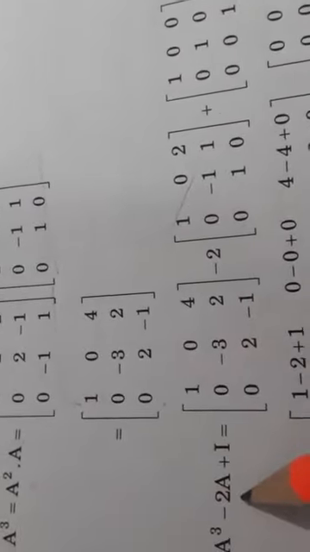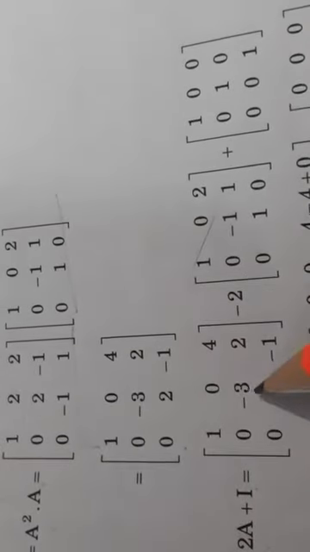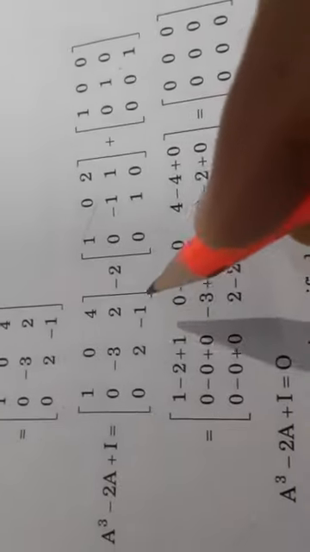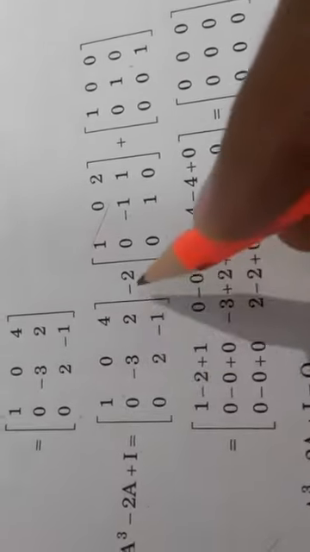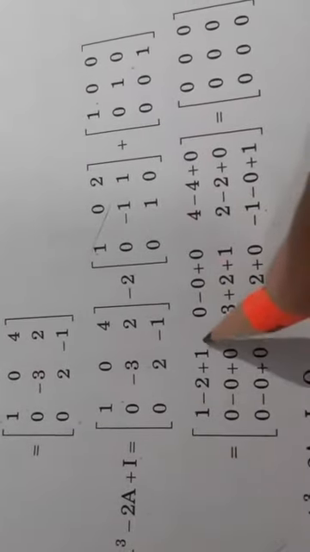Now substitute the value of A cube, the value of A, and the value of matrix I in this equation. I means identity matrix. Now A cube minus 2A plus I becomes A cube minus 2 times A plus identity matrix. And now the first entry is 1 minus 2 plus 1, this first element.